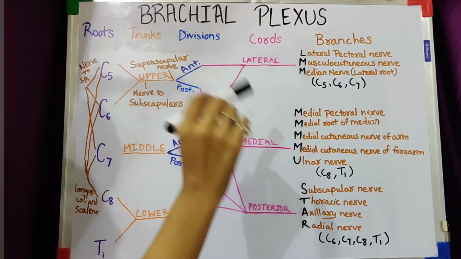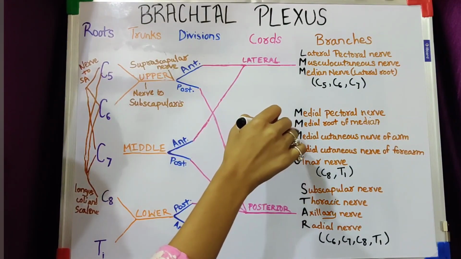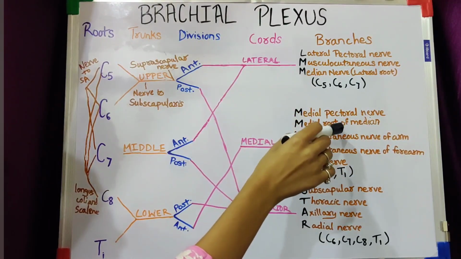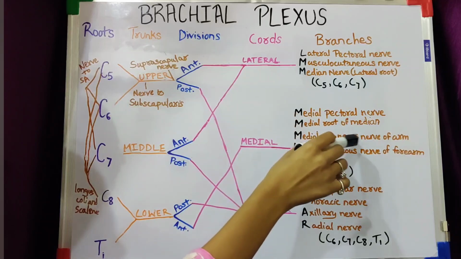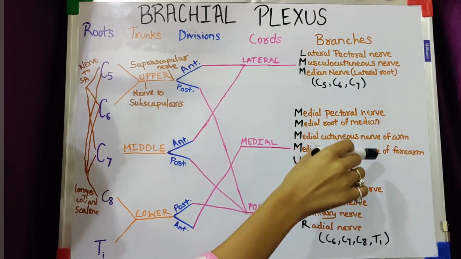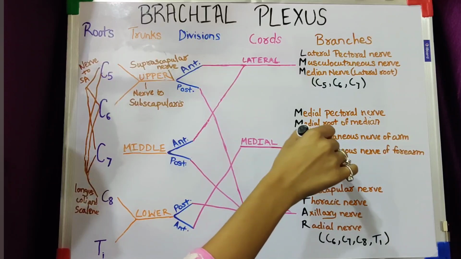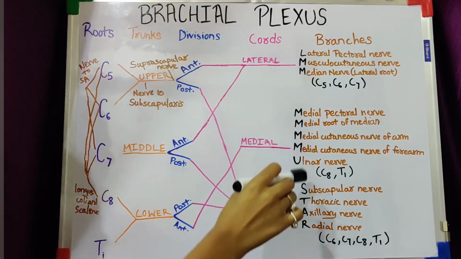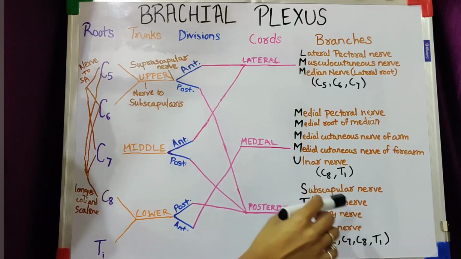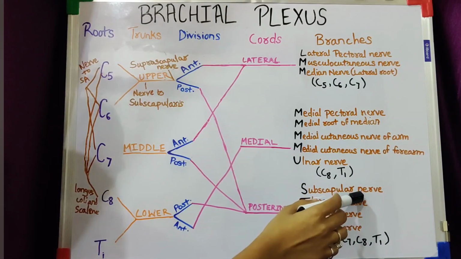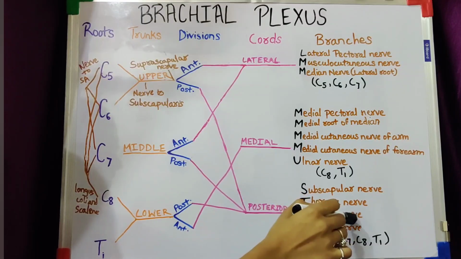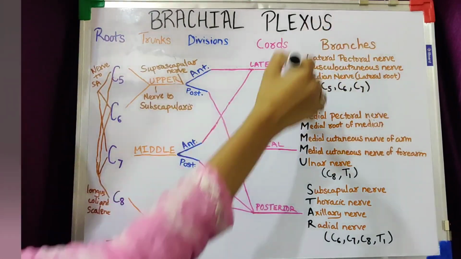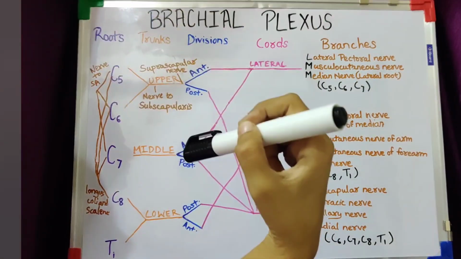The medial cord gives rise to M, M, M, M, U. The M refers to medial pectoral nerve, medial root of median nerve, medial cutaneous nerve of arm, medial cutaneous nerve of forearm and the ulnar nerve. So these are the branches of the medial cord. The posterior cord gives rise to branches called STAR, that is the subscapular nerve, the thoracodorsal nerve, axillary nerve and lastly the radial nerve.